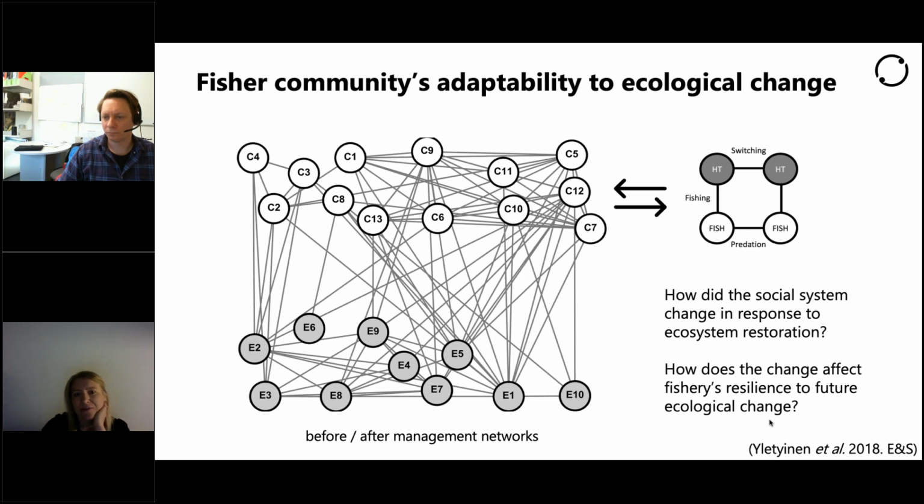So we looked at the social system on its own first. And then we disentangled the, oh, now I'm pointing with the finger, but you can see that. Then we disentangled the intermediate connectivity to these social ecological motifs, this sub-pattern on the right-hand side. And with that, we could evaluate how resilient the system has become to future ecological change. So this one used food web data, interview data, and catch data.